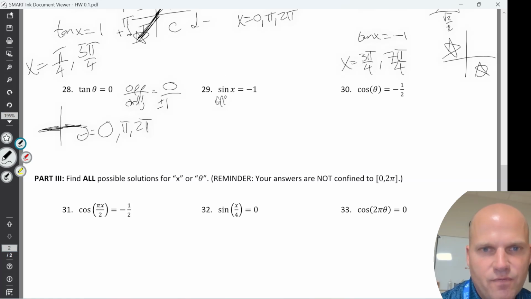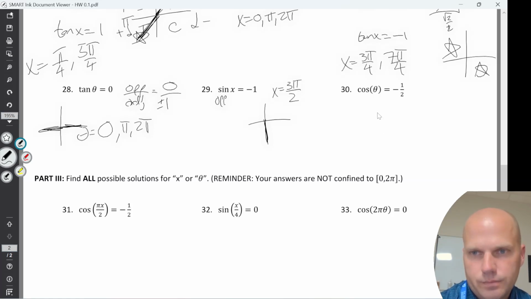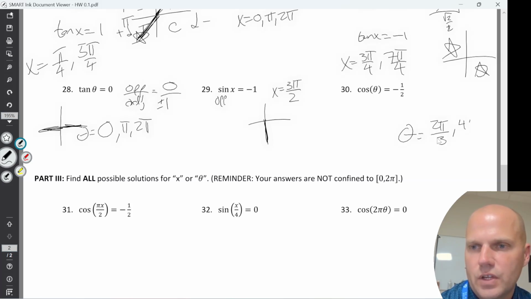The opposite, the vertical, is -1. Where will the vertical be -1? 3 pi over 2. Oh, look at that. Try this one on your own. The answer is 2 pi over 3 and 4 pi over 3. See if you can get that without the explanation.